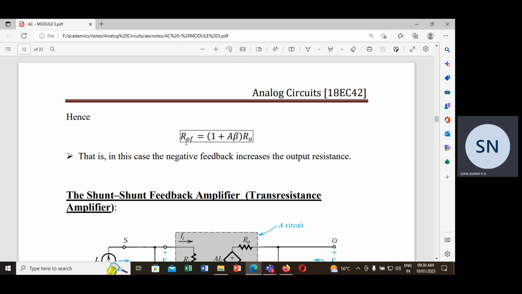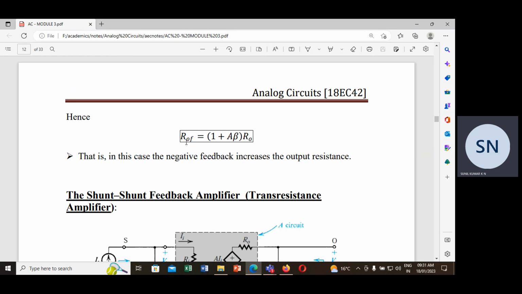So in the series-series configuration, when you employ it, input resistance with feedback is increased by a factor of 1 plus A beta. At the same time, output resistance is also increased by a factor of 1 plus A beta. So if you know these two configurations, the remaining two, shunt-shunt and series-shunt, you can derive by the same expression. The same way you can do it for the remaining two configurations.